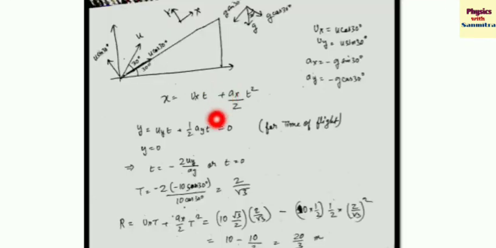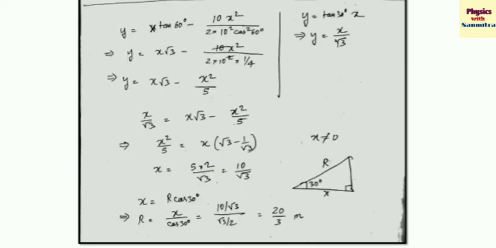Here I have done it. y is equal to uy t plus half ay t square is equal to 0 for time of flight. y is equal to 0 for t is equal to 2uy by ay, or t is equal to 0, so in between them, capital T will be 2uy by ay, minus 0, that will be the same thing here. So uy I can write as u sin 30 degree, u is 10, so 10 sin 30 degree by 10 cos 30 degree is equal to 2 by root 3.